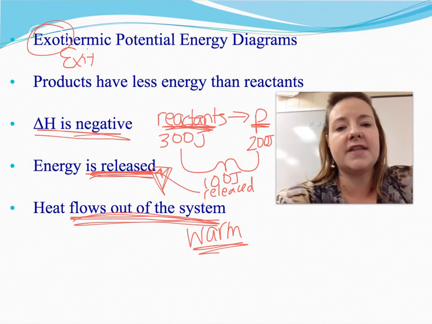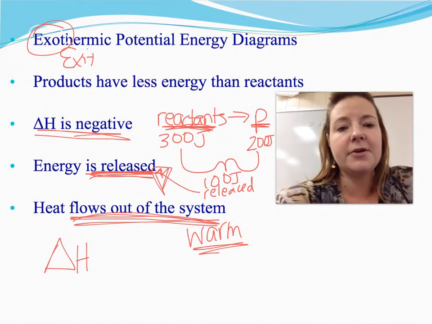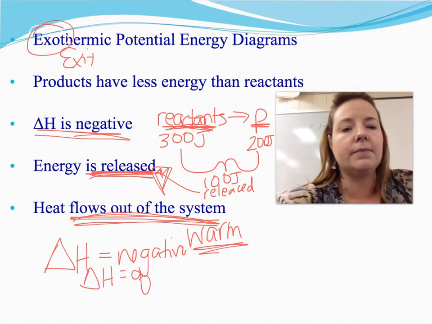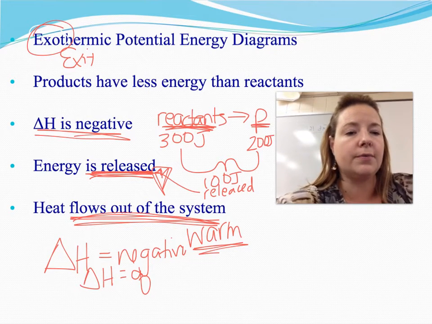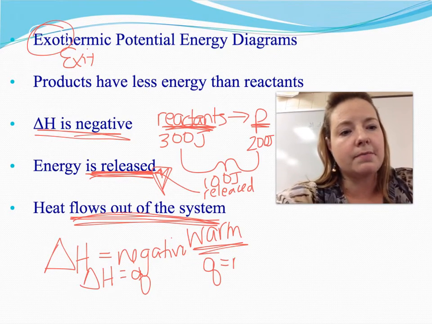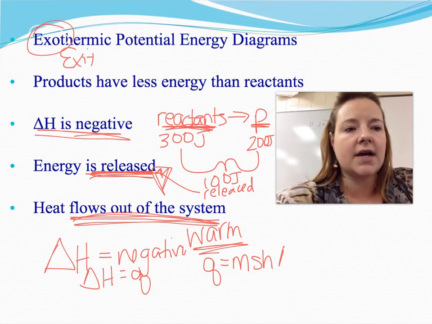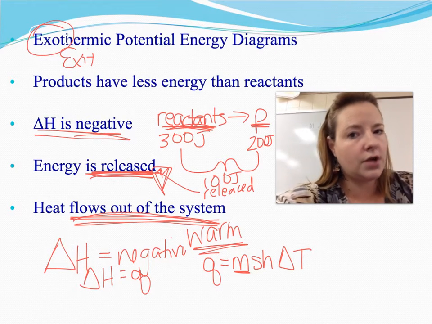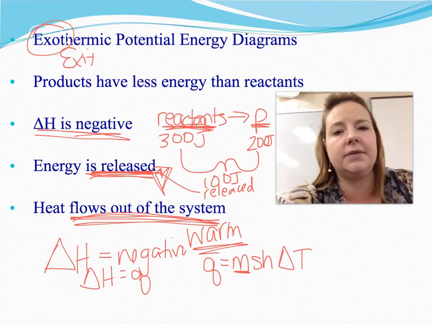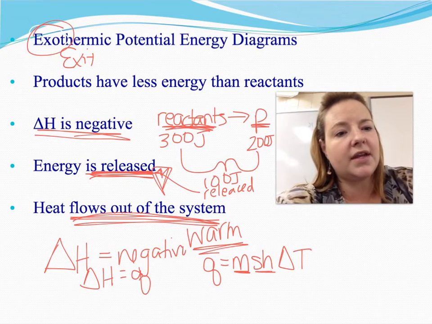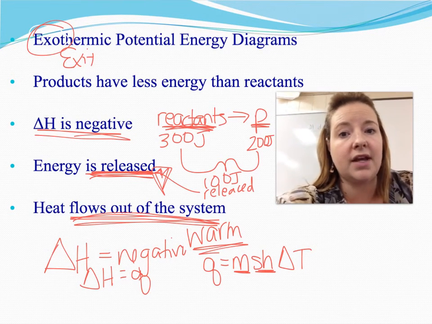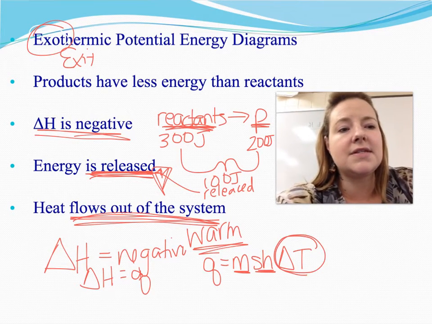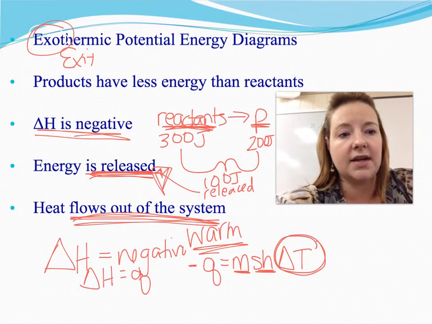and delta H is then negative. Now, remember delta H is the same as Q. So how do you end up with a negative Q? Well, Q is equal to mass times specific heat times delta T. Well, can we have a negative mass to get a negative number? No, you can't have a negative mass. It has to be a positive number. Can we have a negative specific heat? No, we can't have a negative specific heat. So that means our delta T must be negative in order to get a negative Q.